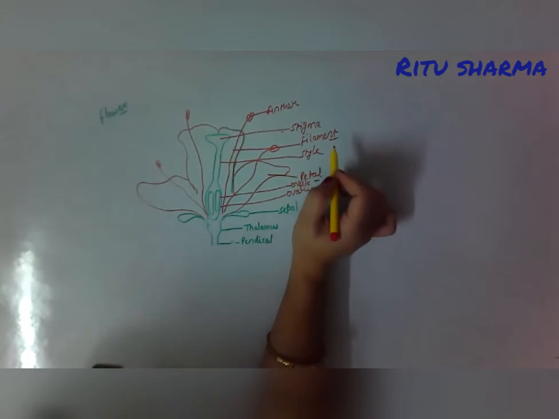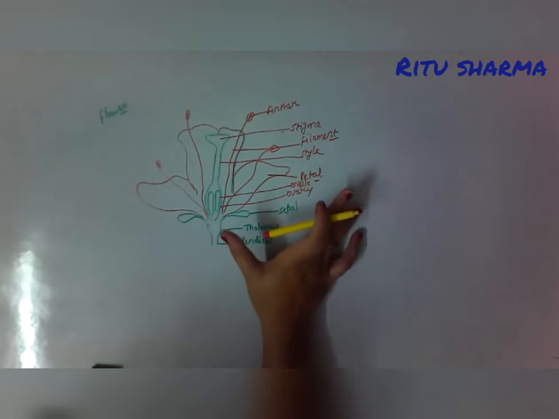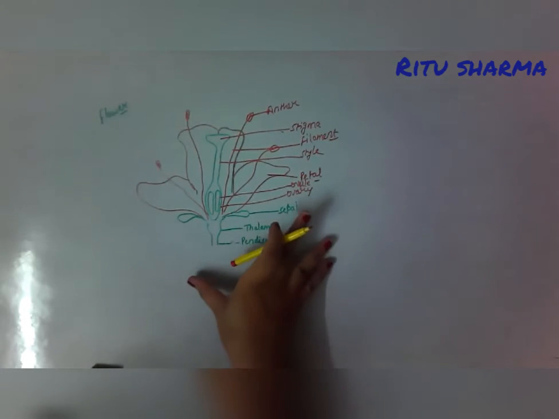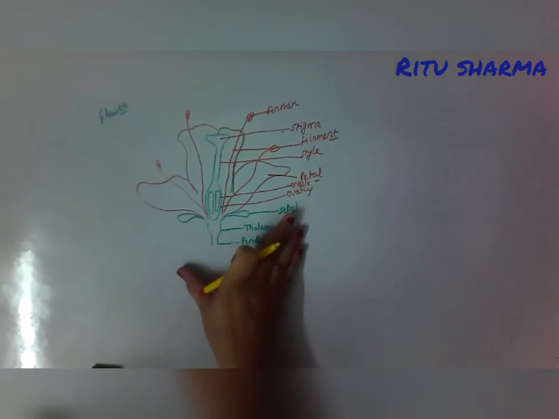These are all the parts of a flower of an angiospermic plant. This is the reproductive part of an angiospermic plant. Okay.